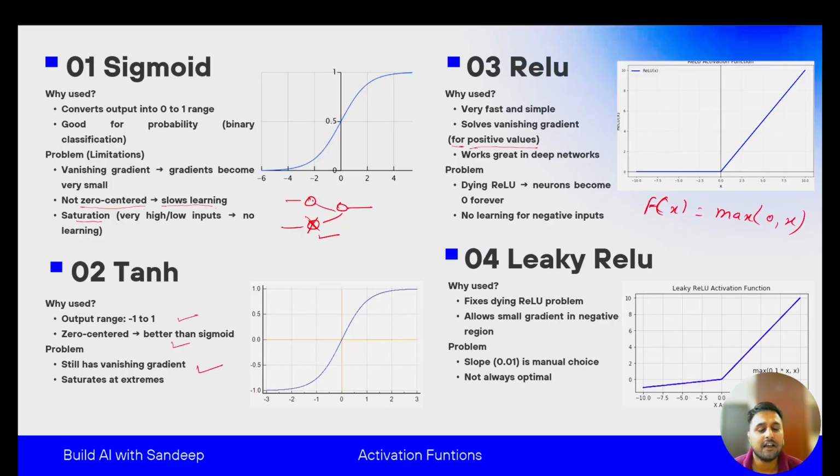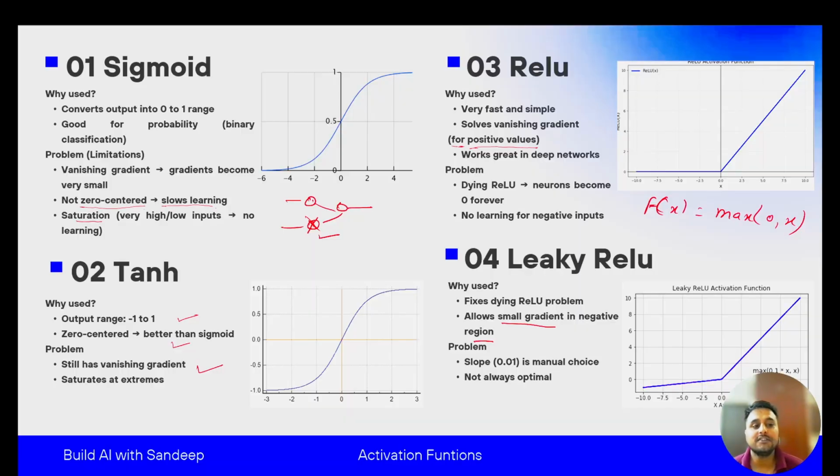After that, Leaky ReLU came into the picture to solve the ReLU problem, and it basically fixes the dying ReLU problem. Whatever the value, Leaky ReLU does not give you a 0 value. It will not make the neuron dead. So it fixes the dying ReLU problem, allows a small gradient in the negative region, and its formula is basically max of 0.1 times x and x.